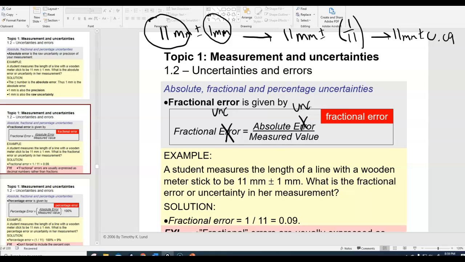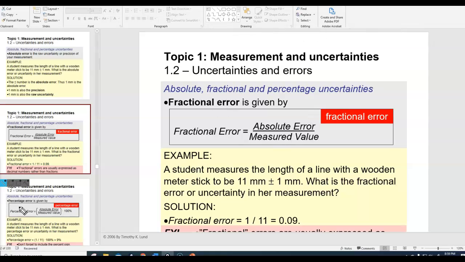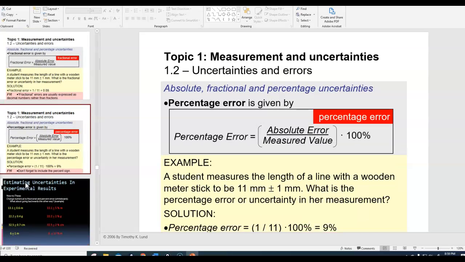Okay, so let's talk about percent uncertainty. The way you calculate percent uncertainty is very similar to the way you calculate fractional uncertainty, except that you multiply by 100 to make it into a percent. So for example, in the last example, I had 11 millimeters plus or minus 1 millimeter. That is written with absolute uncertainty. I can change it to percent uncertainty, and by the way, pay close attention because this is something you're going to have to do a lot.